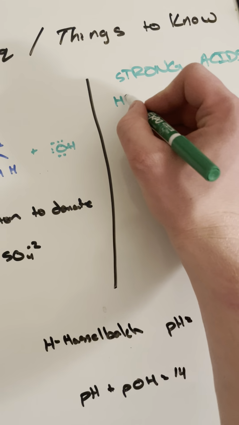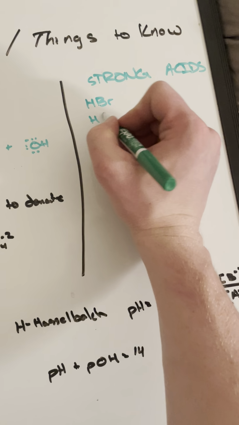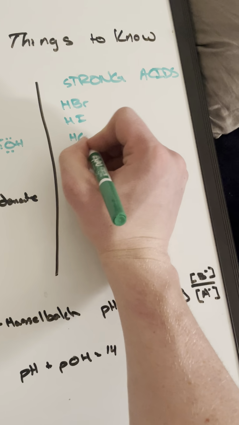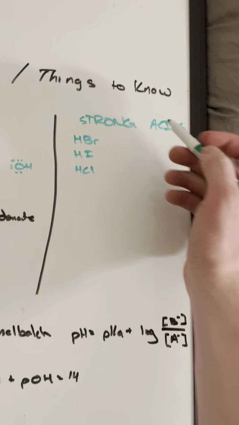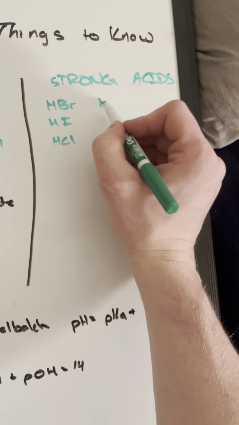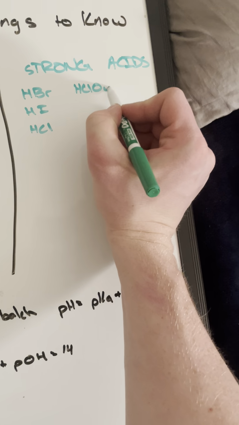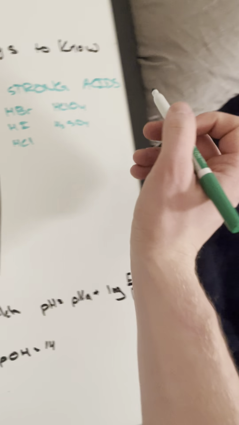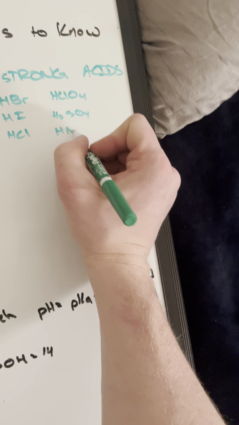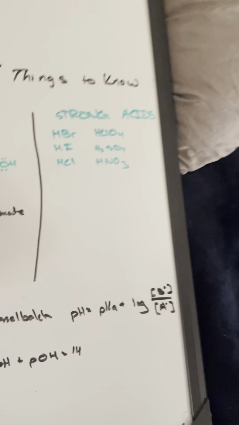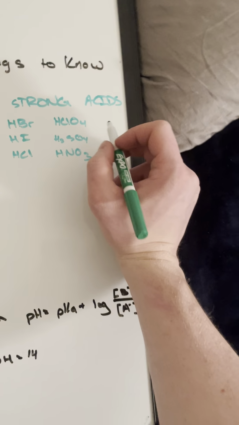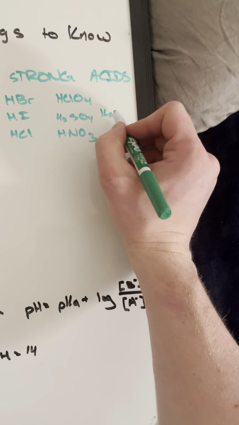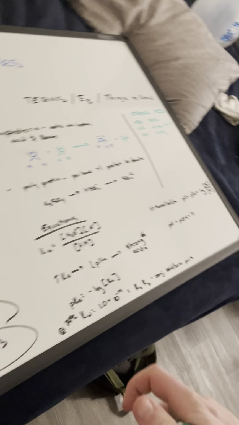We're going to have our hydrogen halides. So those are all strong acids. And then we're going to have HClO4, H2SO4, like we talked about earlier, and we're going to have HNO3. And these are all going to have a Ka greater than 1. Right? Yeah, Ka greater than 1.